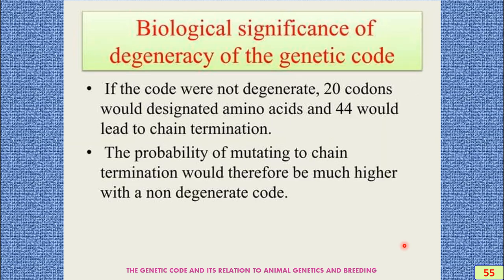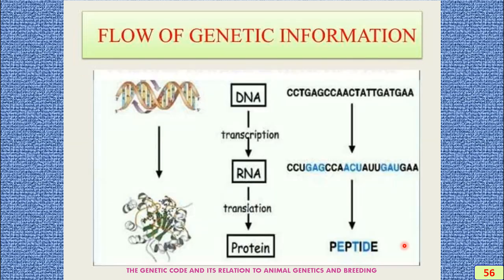Then the biological significance of degeneracy of the genetic code, because it has a biological significance: only 20 codons would designate amino acids and 44 would lead to chain termination. And the probability of mutating to chain termination would therefore be much higher with a non-degenerate code.